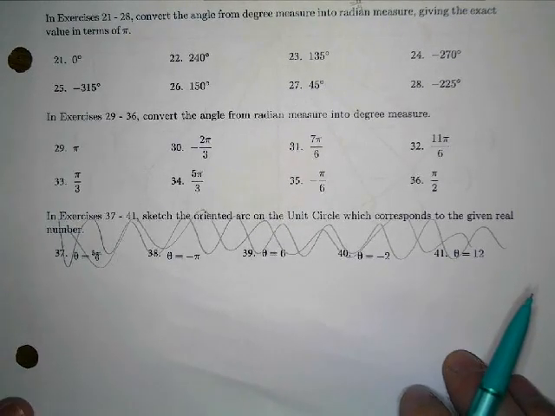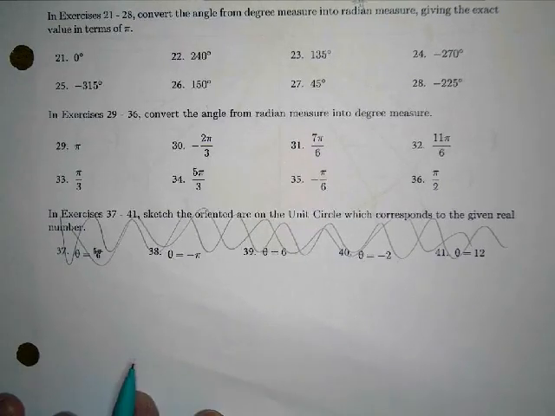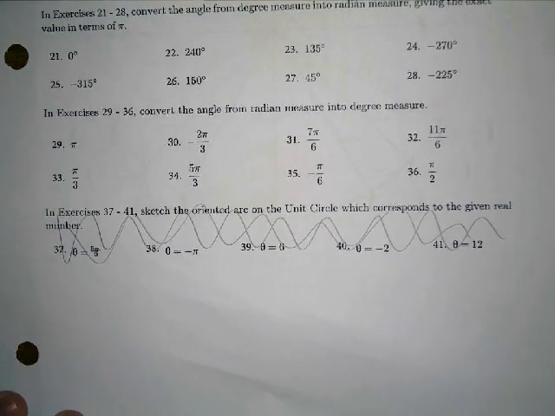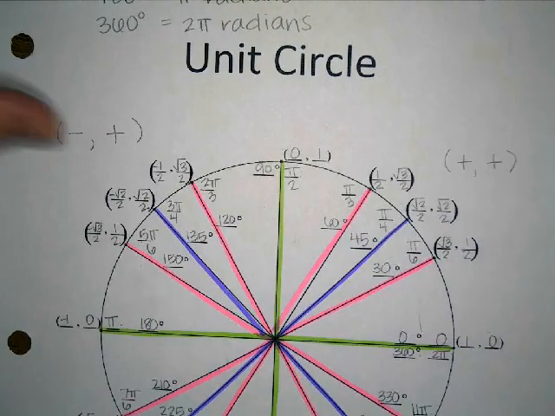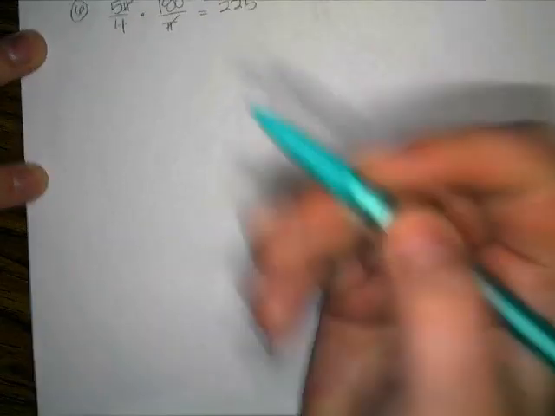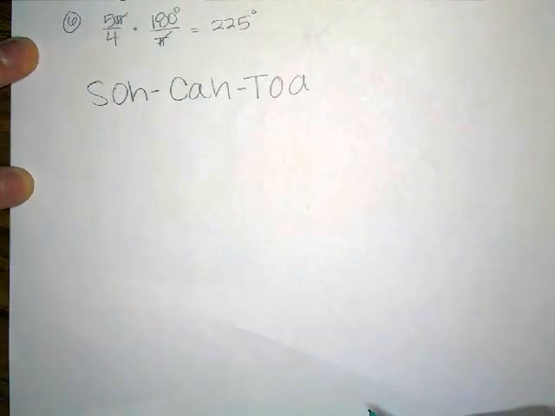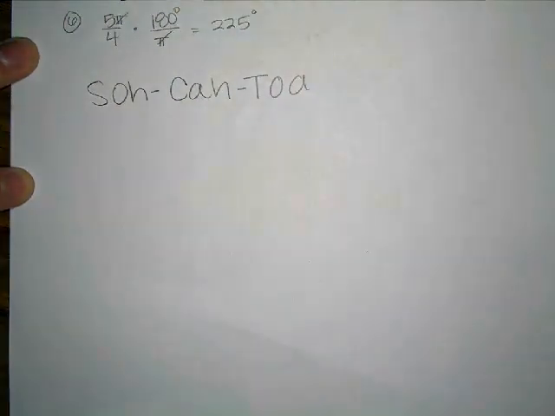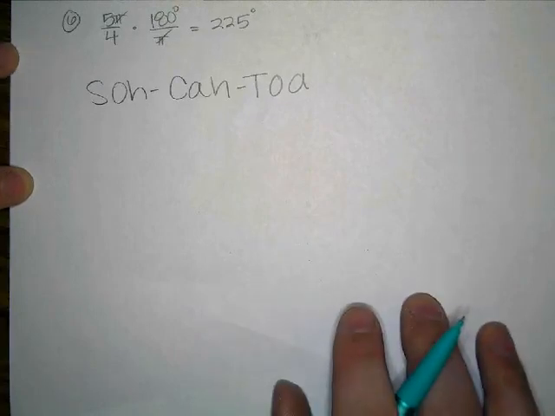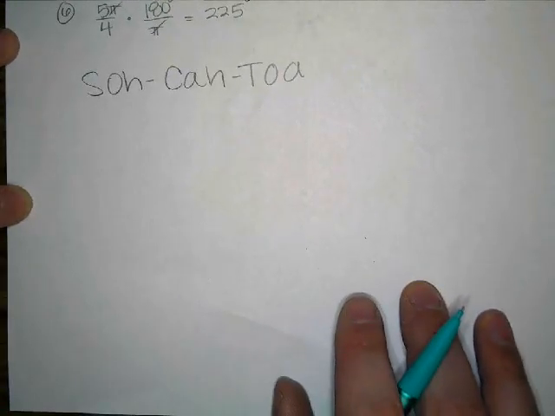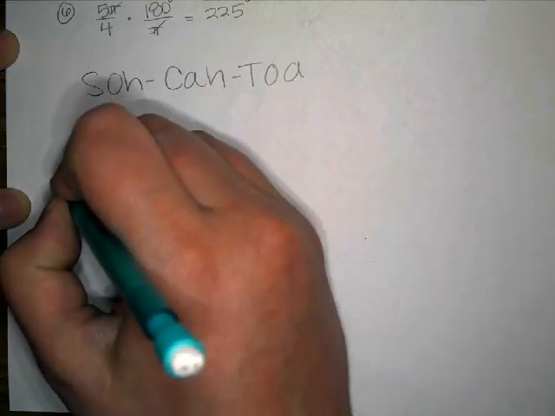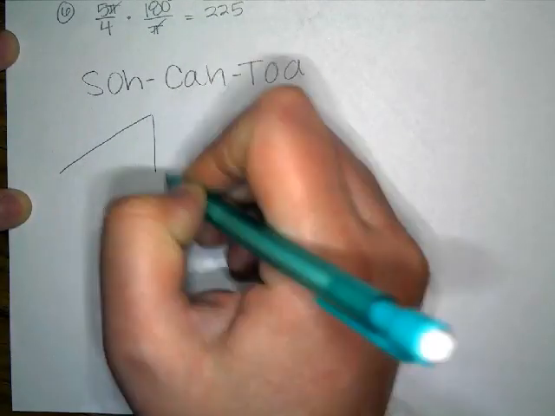So on the back of your unit circle, we are going to write SOHCAHTOA. Does that sound familiar? There is, but I don't want to get there yet. So on the back of your unit circle, SOHCAHTOA. That's how I learned it. Some old hippie caught another hippie tripping on acid. Sine, cosine, tangent.